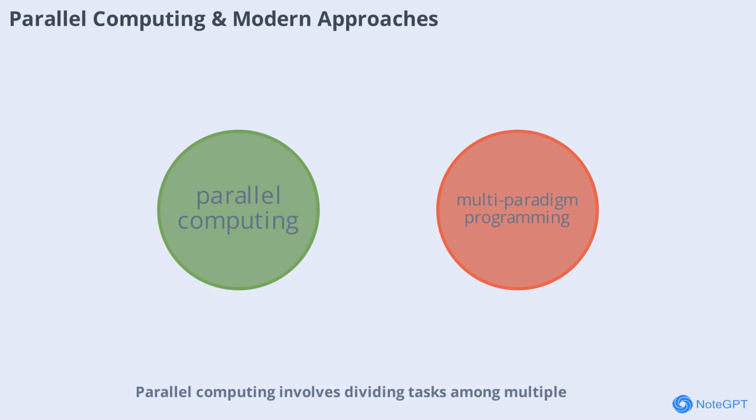Parallel computing involves dividing tasks among multiple processors to solve problems faster and more efficiently. This is especially useful for large-scale applications like data mining, real-time simulations, and scientific computing. Multi-paradigm languages such as Python and Java allow developers to combine different paradigms within a single project, leveraging the strengths of each. This flexibility leads to greater adaptability, productivity, and creativity.